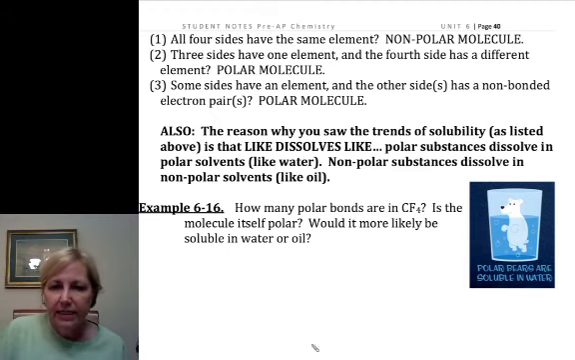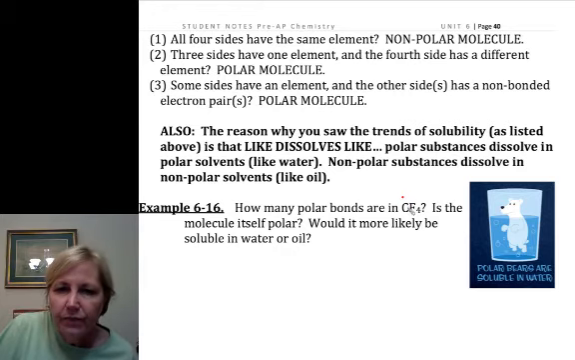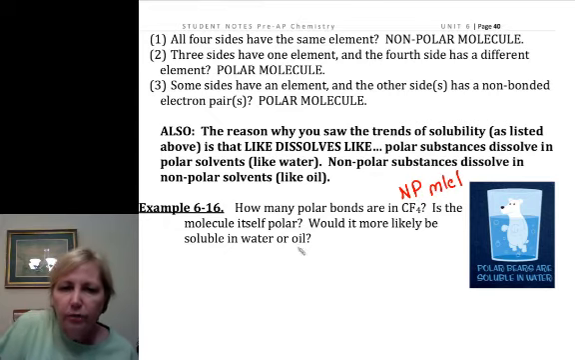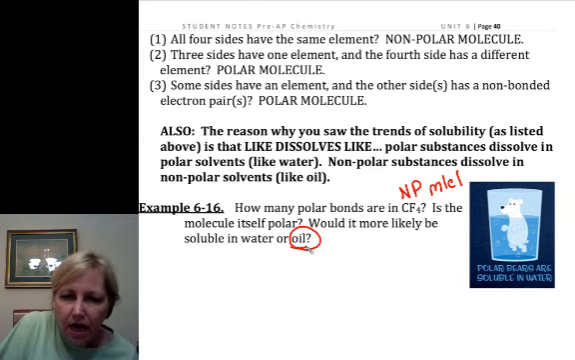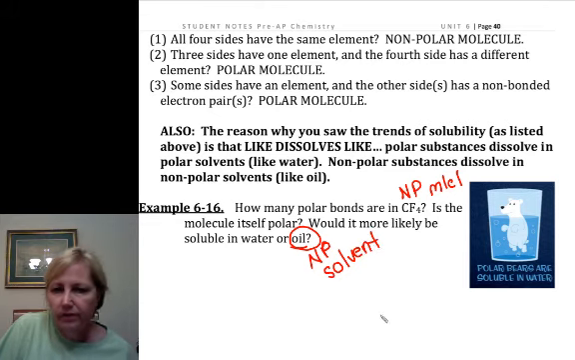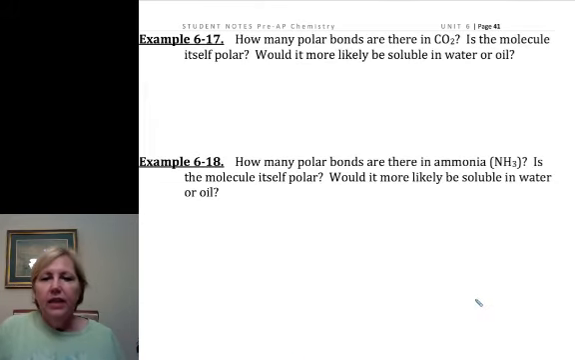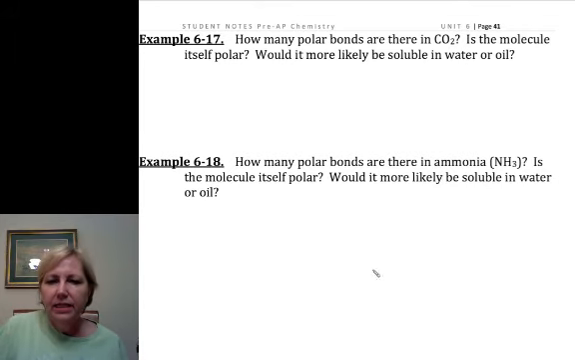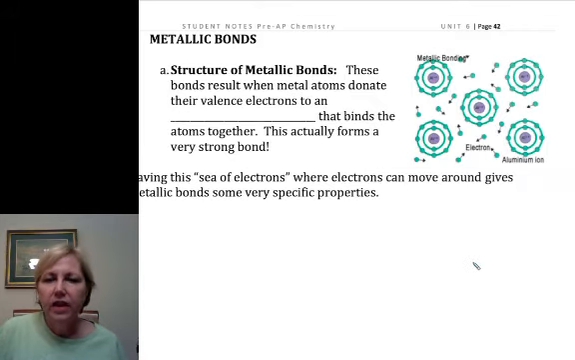Okay, so I think that gives you some good idea. I'm going to forgo this example. I'm just going to give you the answer. This happens to be a non-polar molecule, and non-polar molecules would dissolve in non-polar solvents. So that's a non-polar solvent. So it would be more likely to dissolve in oil than it would water. All right? Okay, I'm going to skip this part for now because we've done a lot of it, until our next video when we'll pick up with metallic bonding, which is quite short.